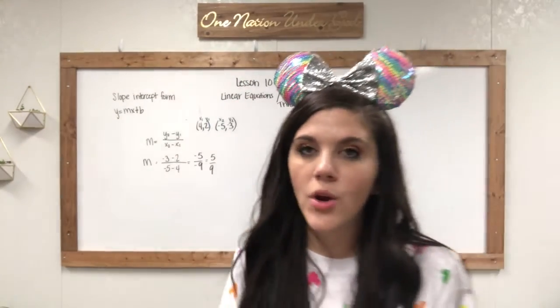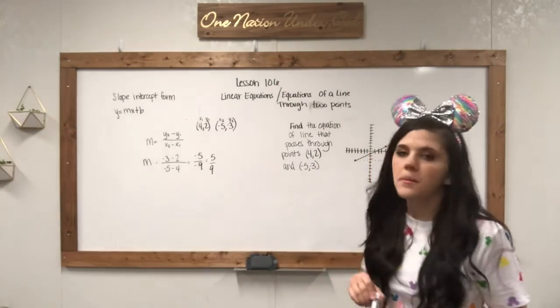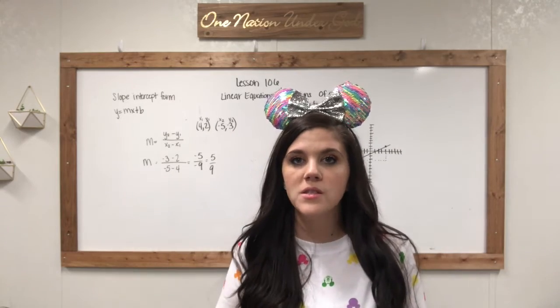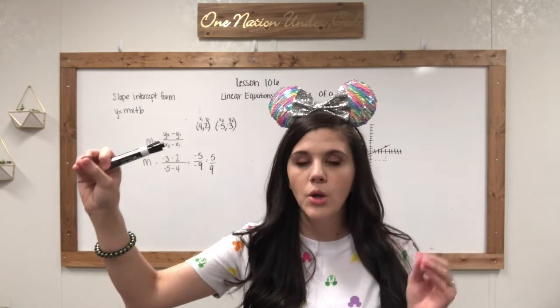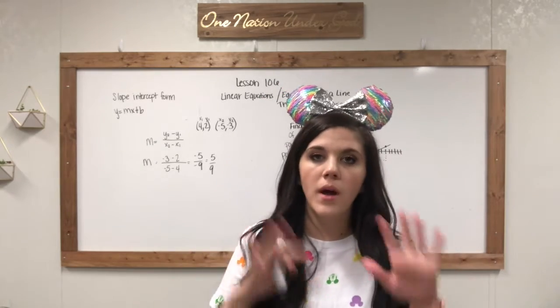So today we are going to be doing linear equations, equations of lines that pass through 2 points. So we're going to find the slope if we have 2 of the points on the graph. How do we solve and find the slope of that line?